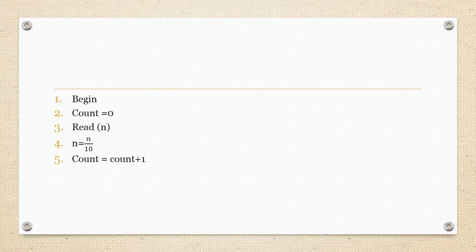Sixth line, we have the condition that controls the repetition rate by comparing the current value of the number with 0. If the condition is true, the operation which is dividing the number by 10 keeps repeating till it becomes smaller than 0. And next line, we print count. And finally, last line, we end this process.